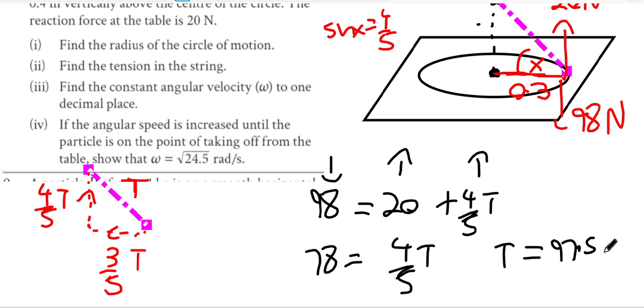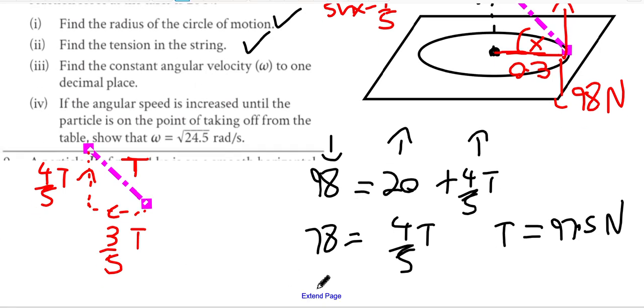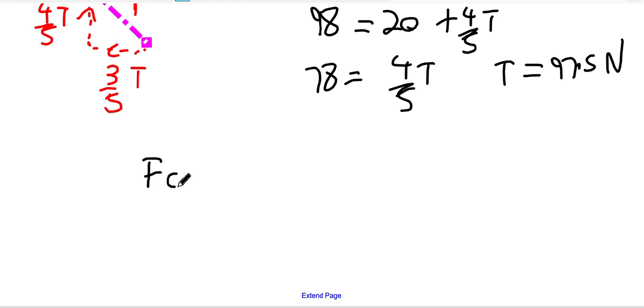97.5 newtons. Is that right? Do you want to double check that? All good? Okay. Next thing. We found the tension, we found the radius. Now we need to find the constant angular velocity. So that means F_C, which is 3 over 5 times tension.